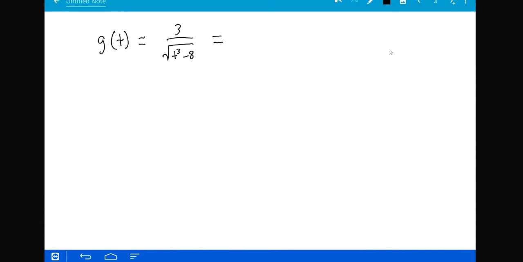Okay, so we said we have the square root of t cubed minus 8 on the bottom. That's the same thing as raising to 1/2. So we have t cubed minus 8 to the 1/2 on bottom. Okay. So that got rid of the radical sign, but we still have our variable on bottom. So we want to fix that. We can shove this whole denominator up to the top as long as we change the sign on the exponent.